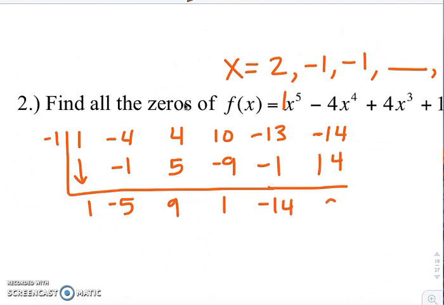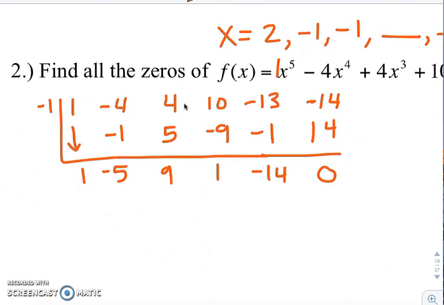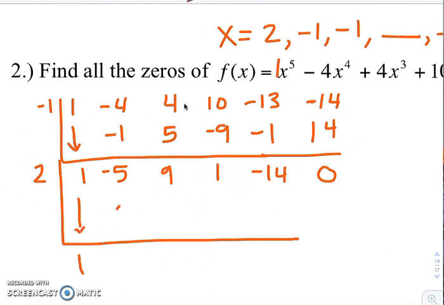And negative 14 and 14 is 0. So we just want to keep building on what is left. Right now we've divided so that we're down to an x to the 4th, but we need to get to an x squared. So you can divide by 2 or negative 1 again. I'm just going to do 2. And multiply and add again until you get to the end.